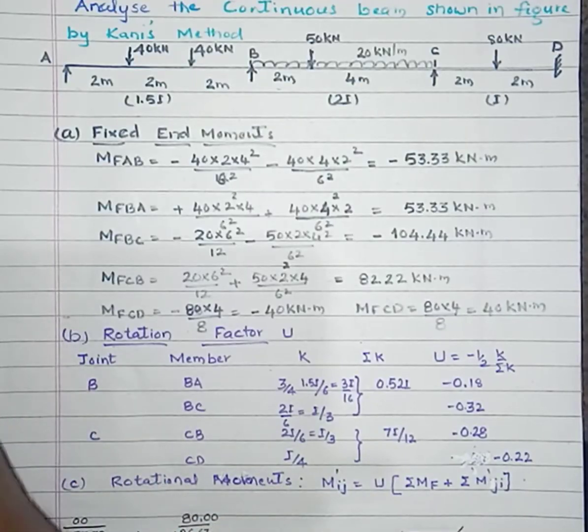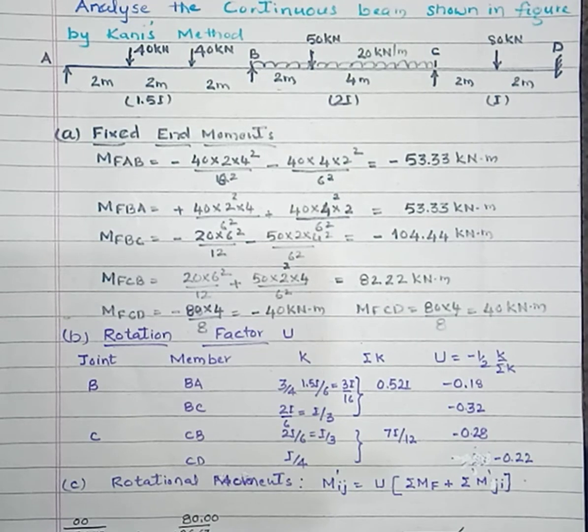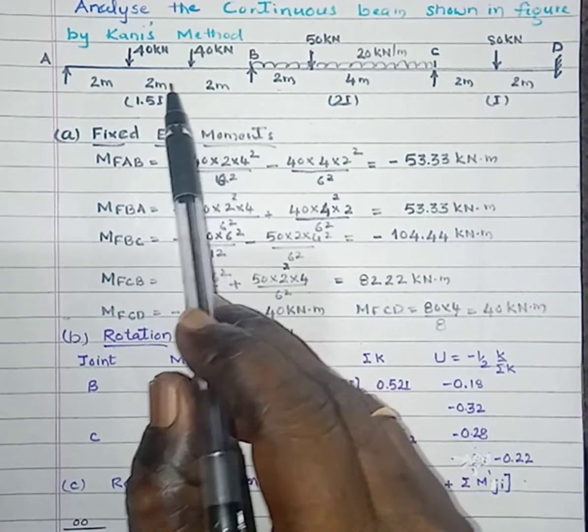Friends, we have studied the analysis of the continuous beam with both the ends fixed. Here now we will study one end fixed and the other end on a hinged, roller or simple support. The problem is: analyze the continuous beam shown in the figure by Kani's method.